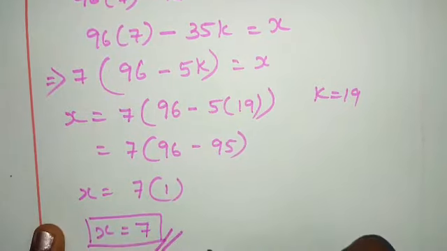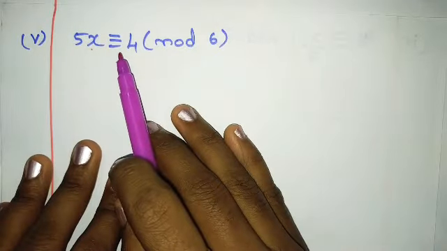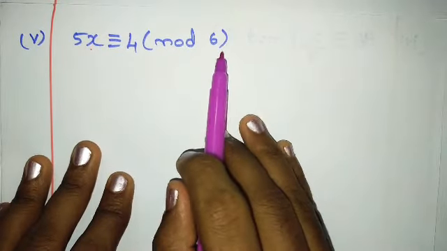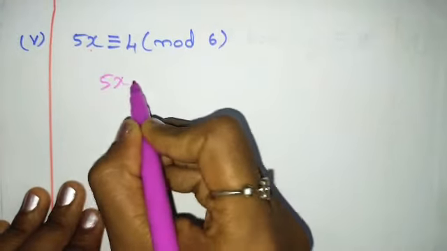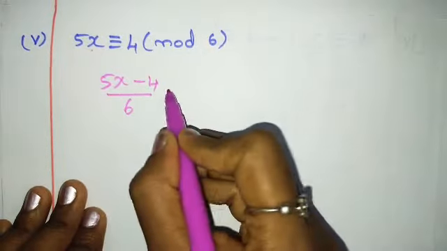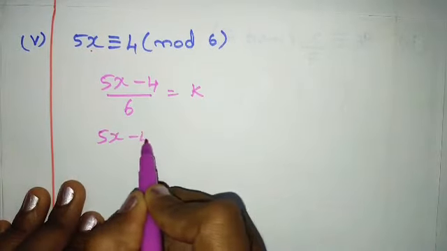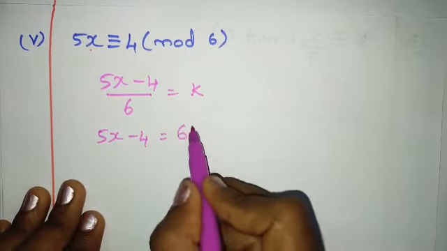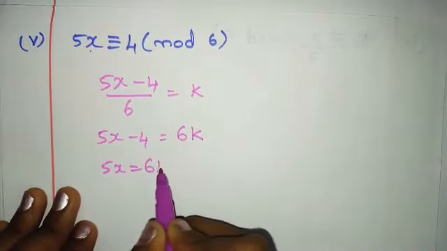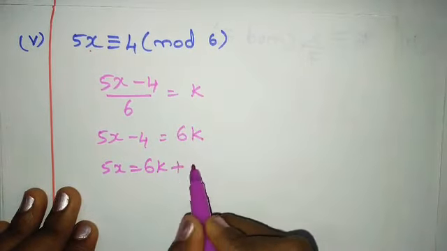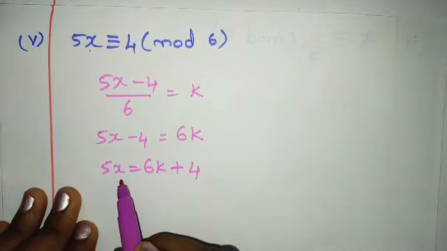Got it? So now we'll see the next subdivision. 5x congruent 4 mod 6. Okay, so same procedure, a minus b divided by n. So 5x minus 4 divided by 6 is equals to some random k. Got it? So now what I'll do, 5x minus 4, I'll just shift this 6 that side, which becomes 6k. Then 5x is equals to 6k, shift this minus 4 that side, which becomes plus 4. Okay, now you substitute some k value so that you get the least x value.